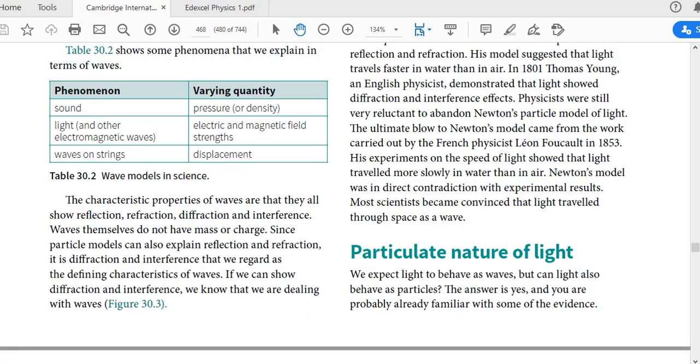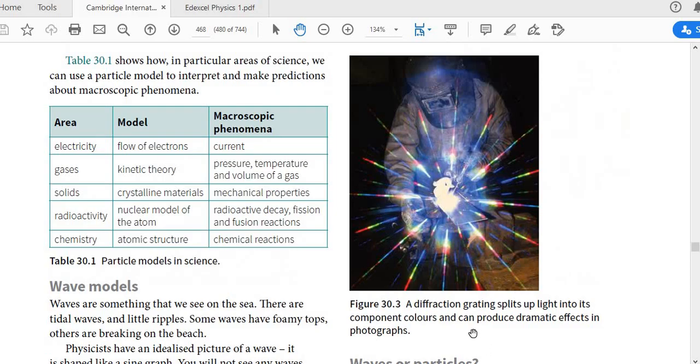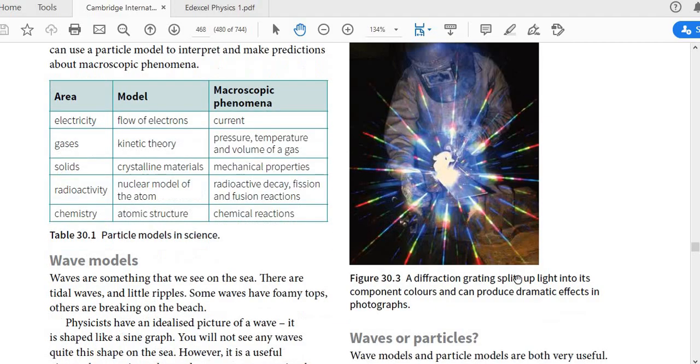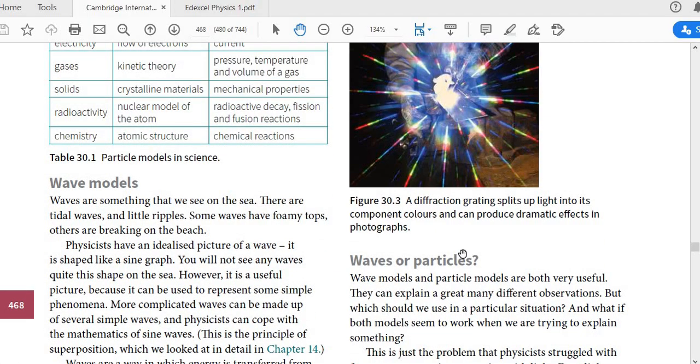Figure 30.3. A diffraction grating splits up light into its component colors and can produce dramatic effects in photographs. We saw a diagram of the diffraction grating when we learned about waves in the AS lessons. And we learned a formula also, n lambda equals d sine theta, a very important formula.